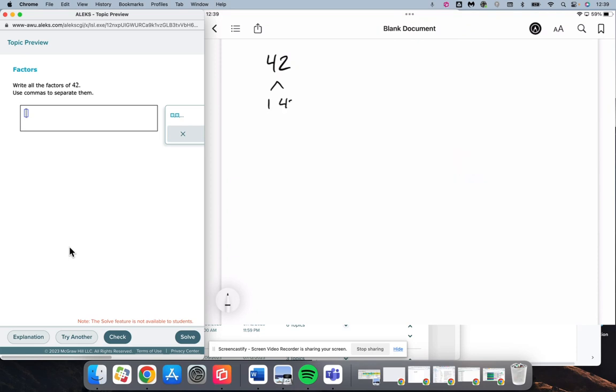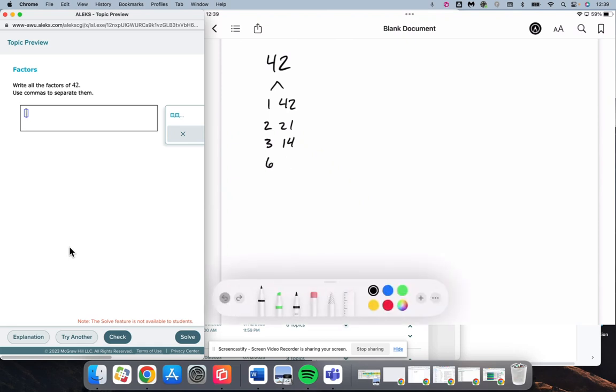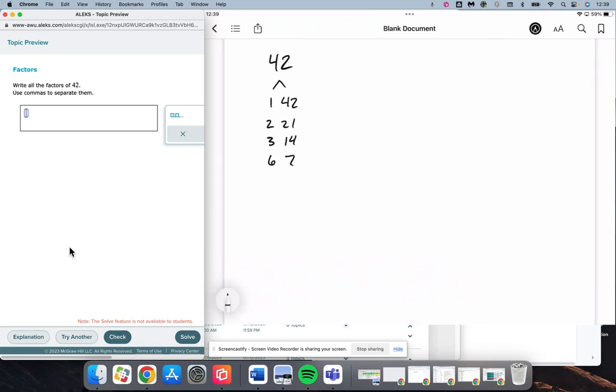I can use 1 times 42. I can use 2 times 21. I can use 3 times 14. 4 does not work. 5 does not work. And I could do 6 times 7. And I don't need the dot there in the middle, but 6 times 7. And then if I was to continue up my list on the left, I get to 7. I've already got it, so I know that I'm done.